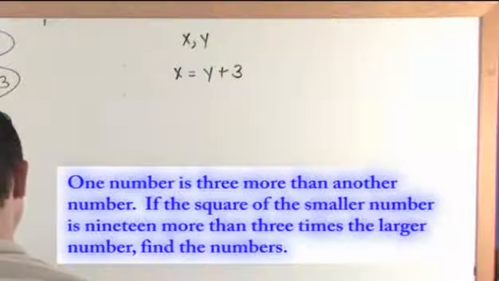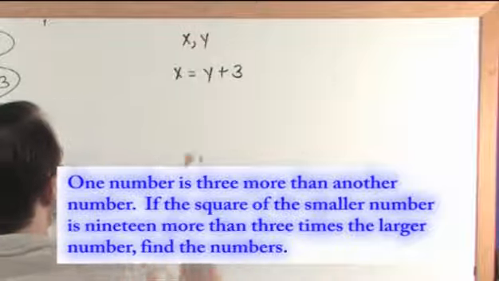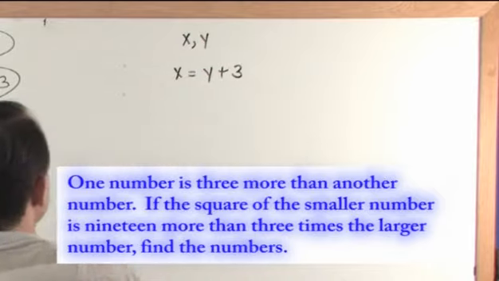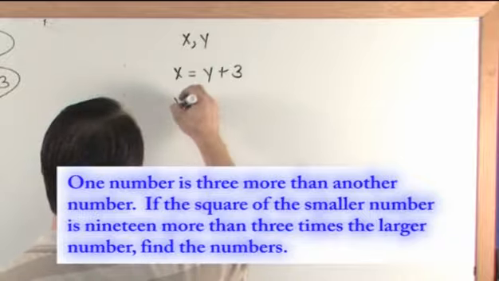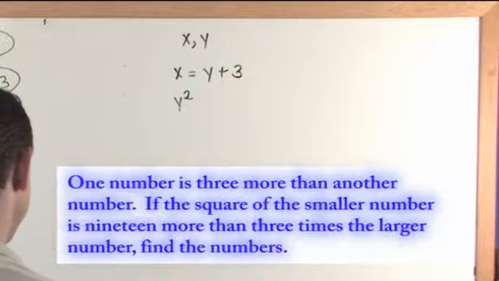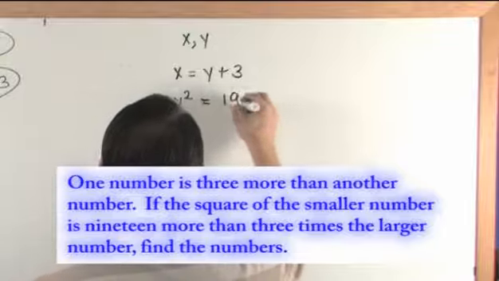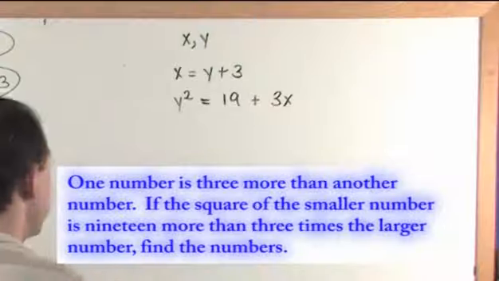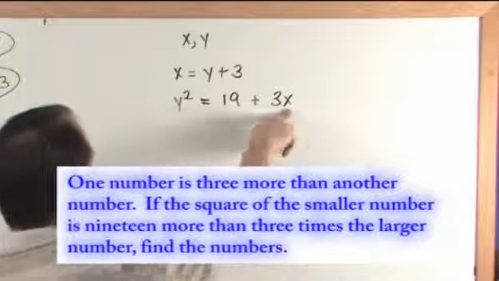The next thing we have to do is figure out which of these two numbers is the smaller number, because it talks about the smaller number. You know that y must be the smaller number because you're adding 3 to y, and x is going to be bigger than y since you're adding 3 to it. So when it says the square of the smaller number, you must be writing y squared. The square of the smaller number is 19 more than 3 times the larger number. So this is how you translate it.